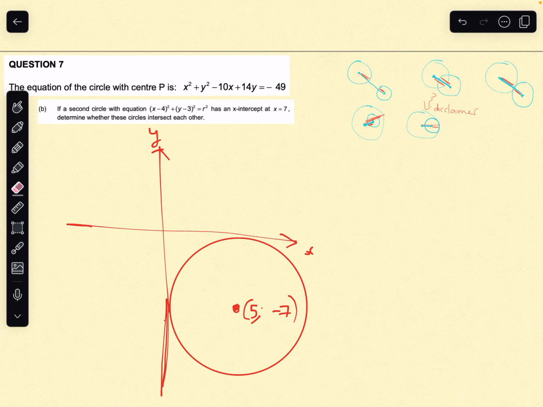So now our other circle has center (4, 3), so that will be let's say somewhere over here. Okay, and it has an x-intercept at x equals 7, so there is the point (7, 0) on this circle, right? So let's try to draw it.